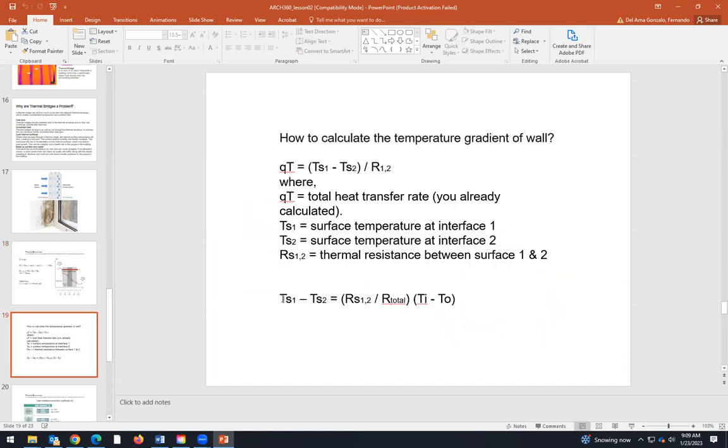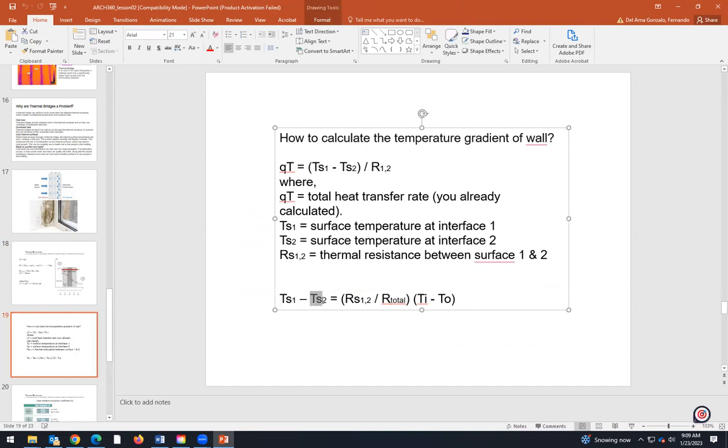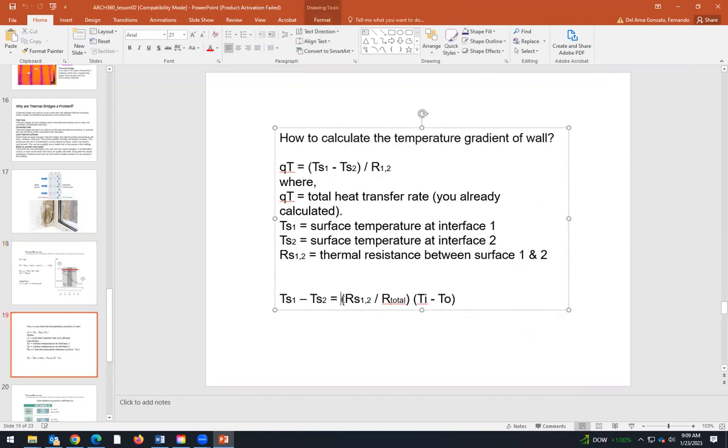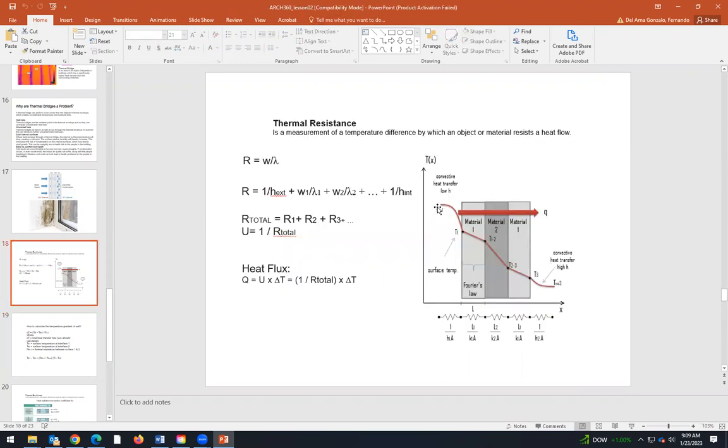And then the temperature difference: this is the temperature of surface 1 minus the temperature of surface 2. If we want to calculate the difference between these two temperatures, T1 and T2, it is the thermal resistance of that layer divided by the total thermal resistance, and then multiplied by the indoor temperature minus the outdoor temperature. So this is the indoor temperature, and that's the outdoor temperature.